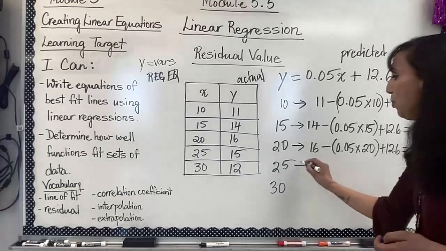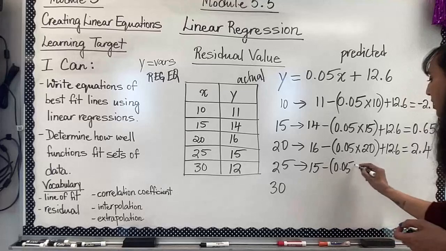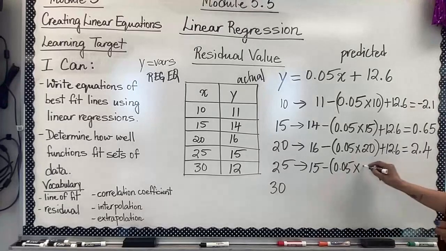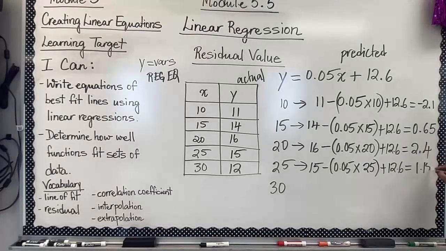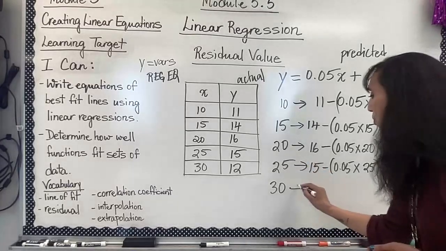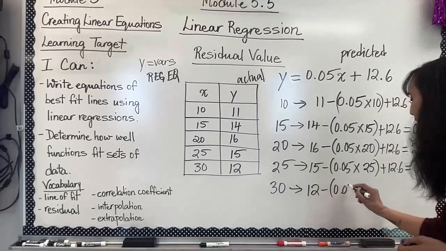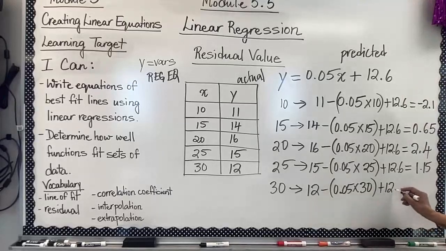And then for 25, my actual value is 15 minus 500 times, what do I have as my x? It is going to be 25 plus 12 and 6/10, which is going to give me 1 and 1500. And the last one, we are going to do 12 actual value minus predicted value and times 30 plus 12 and 6/10, and I end up with -2 and 1/10.